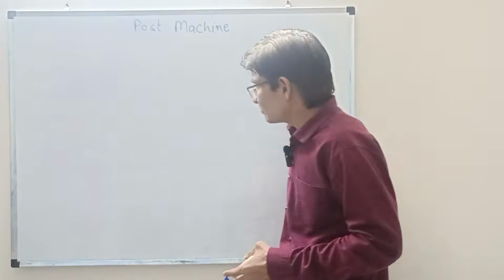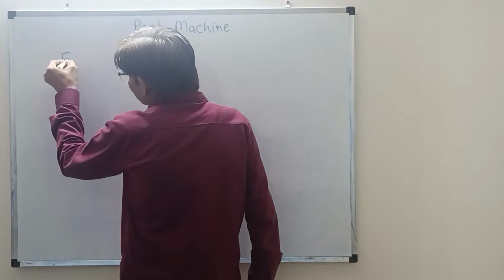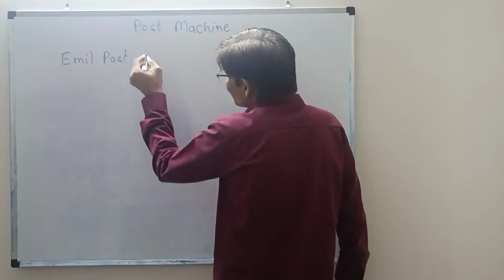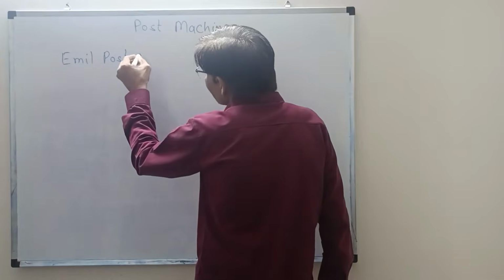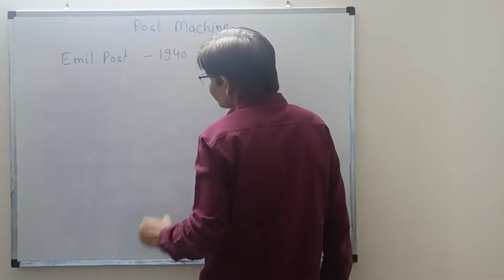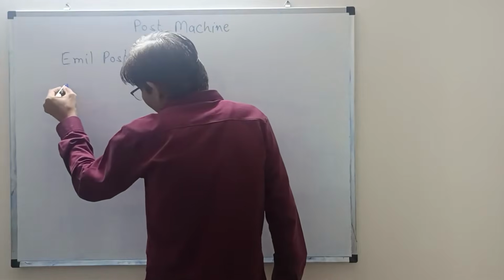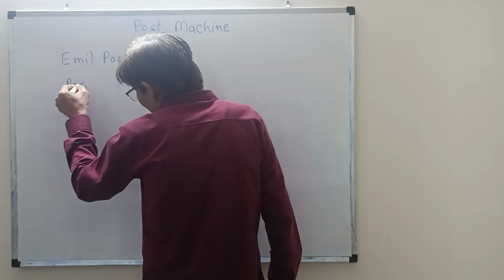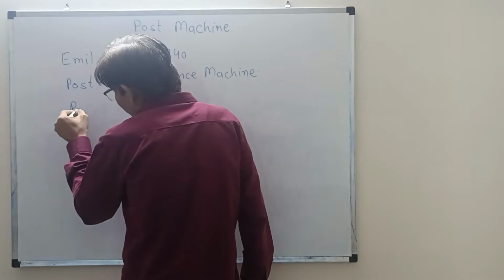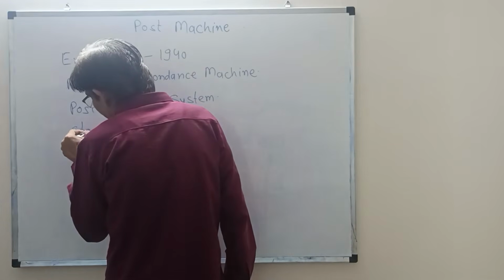So the post machine was first proposed by Emil Post. After his name, this was considered as post machine, and it was given by Emil Post in around 1940s. Now, you can also call this post machine as post correspondence machine, or you can also call it post canonical system, or you can also call it string rewriting system.